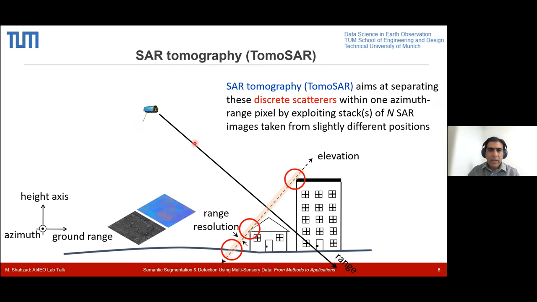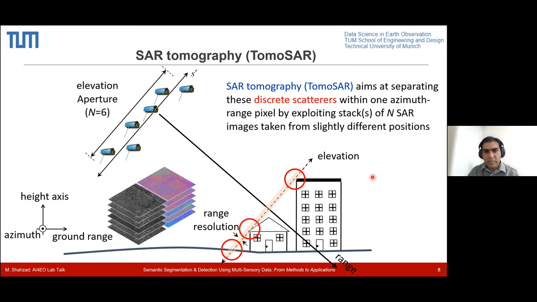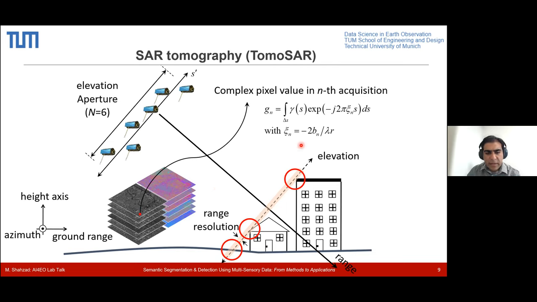So just very briefly, there is a technique called SAR tomography, which aims at separating these scatterers within one azimuth-range pixel by exploiting a stack of SAR images. They are taken from slightly different positions like this as a trick. So any complex pixel in any nth acquisition in the SAR image can be approximated by this integral of the reflectivity function gamma. And since it is well known that the far field direction acts like a Fourier transform, this integral is actually nothing but an irregular Fourier transform sampled at these discrete frequencies.